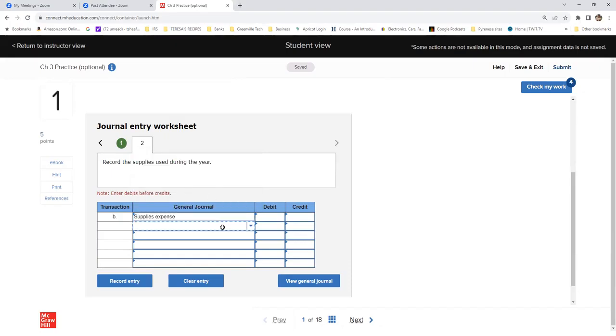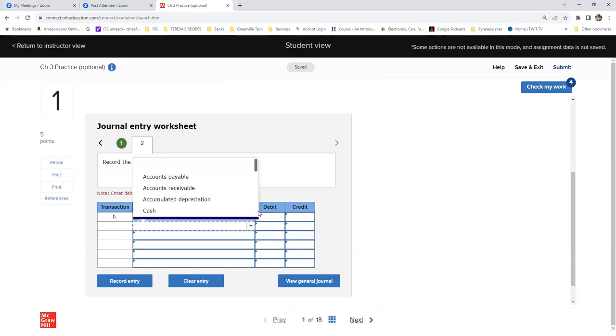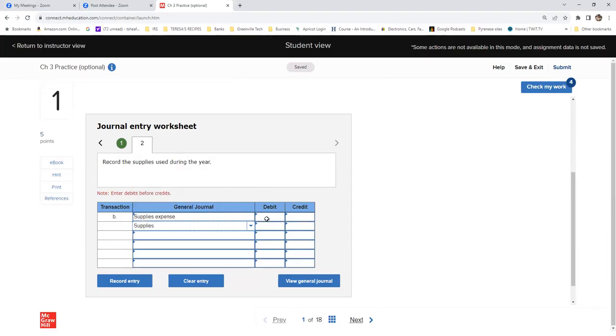And our credit is going to be supplies. Because remember, every time we buy supplies, we debit that account. We're going to reverse it now. And $6,200 goes in each entry so that we remain in balance. Check our work.